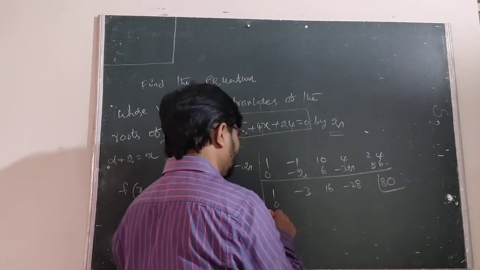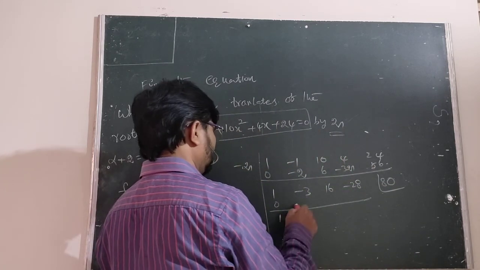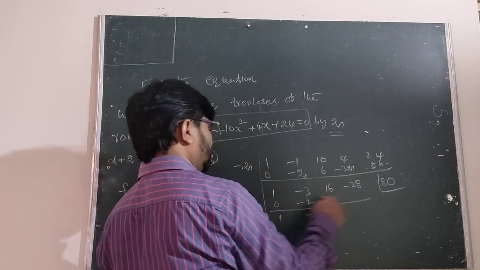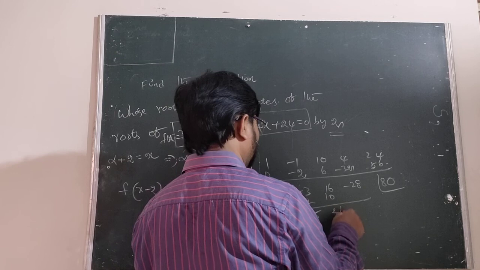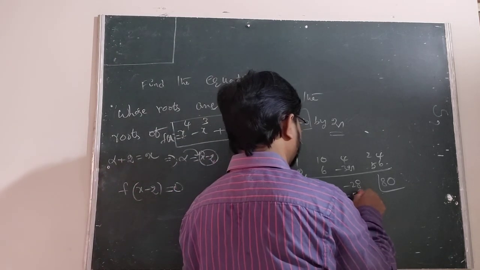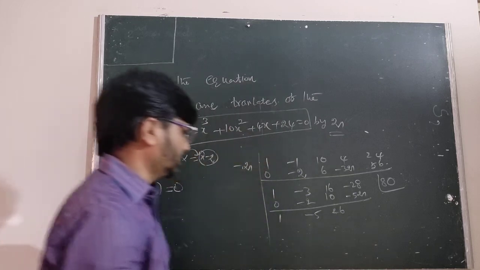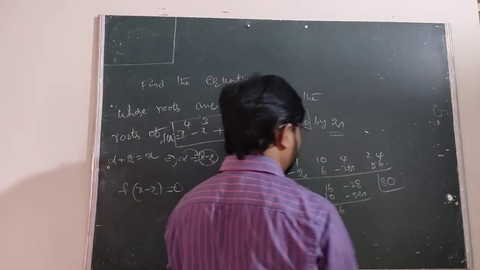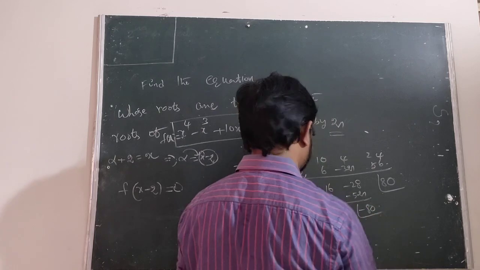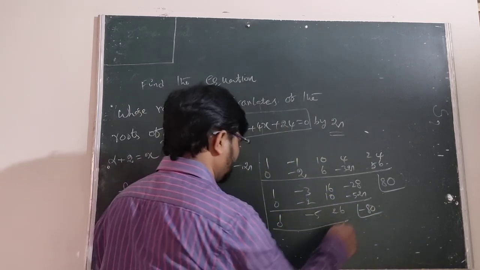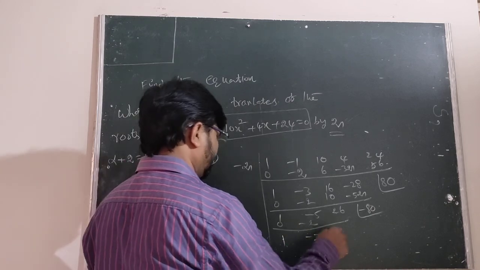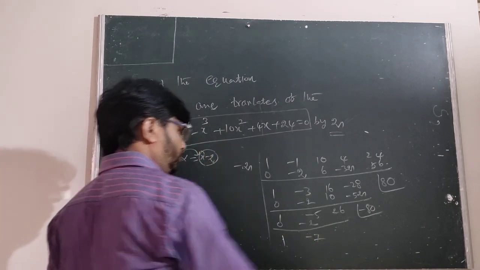Now we write 0, then it will be 1. 2 into minus 2 is minus 5. You can write 10. Now this is 26. 26 into 2 is minus 52. Now this is again minus 80. Then you take again 0. It will be 1. This is minus 2. Therefore, this is minus 7. Now we can write 14.